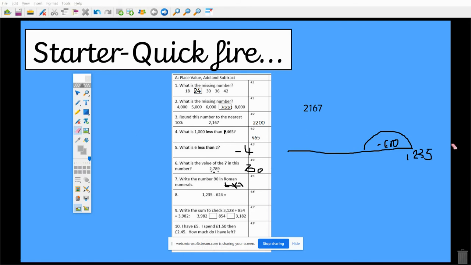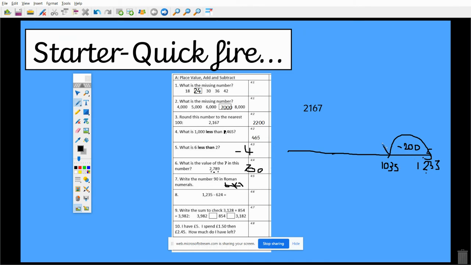Sorry, Miss Evans just wanted a quick think about that because that's really hard to do. So instead, I'm going to redo my number line, 1,235. I had a bit of a mind blank.